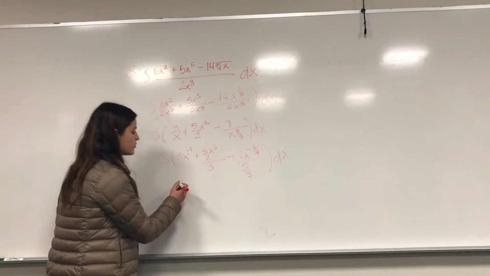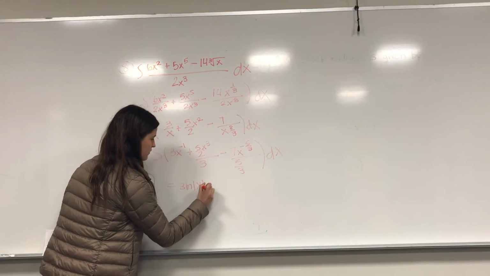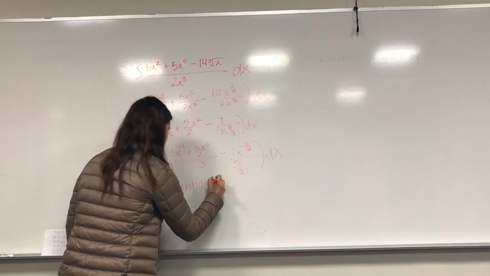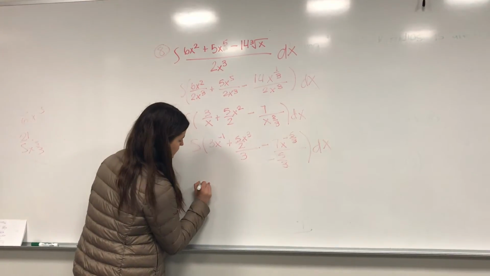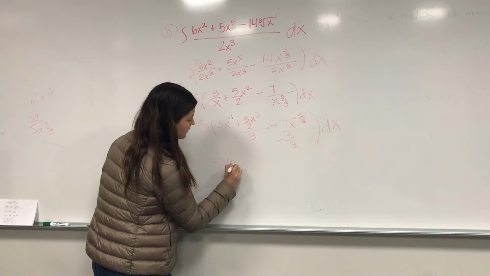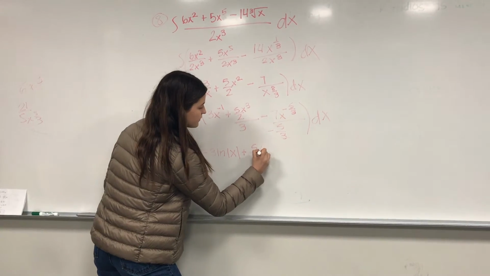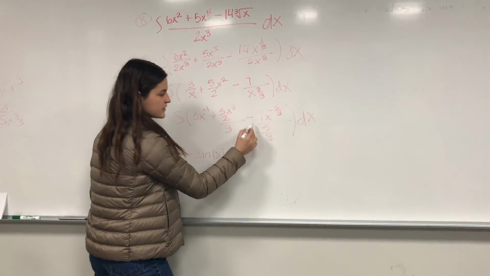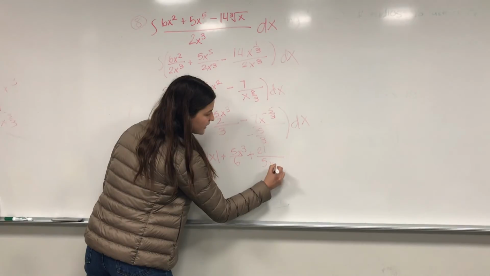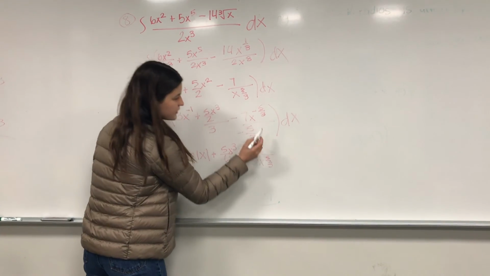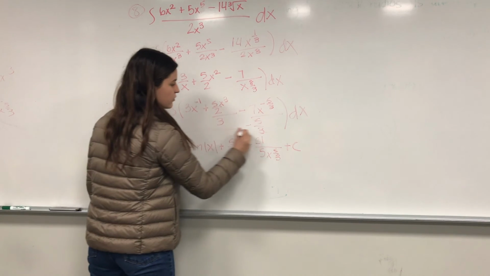Okay, so in the last step, you just have to rewrite it. Now you just have to rewrite the answers. This becomes 3 ln absolute value of x plus 5 over 6 x to the 3. And since it divides, it becomes positive and it's 21 over 5 x to the 5 over 3. Since it's negative and it goes to the bottom, it becomes positive, plus C. And this is your final answer.